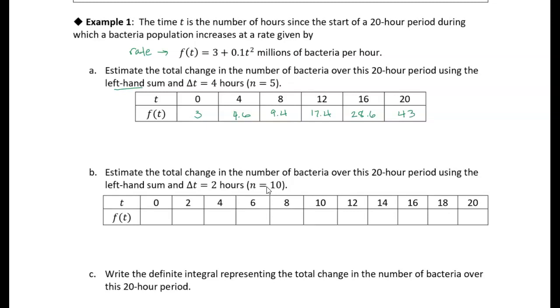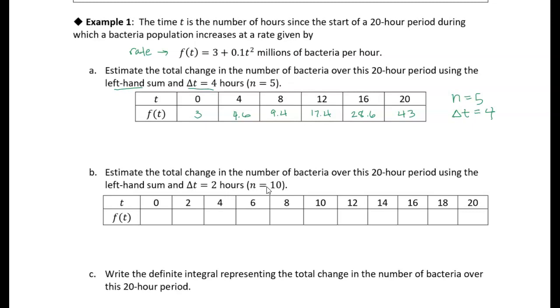So if we want the left-hand sum, we need to know, essentially n equals 5, right? Because we have 5 time intervals: 0 to 4, 4 to 8, 8 to 12, 12 to 16, and 16 to 20. So n equals 5, and our delta t is equal to 4. I guess that's what it says here. Yeah, it says it there.